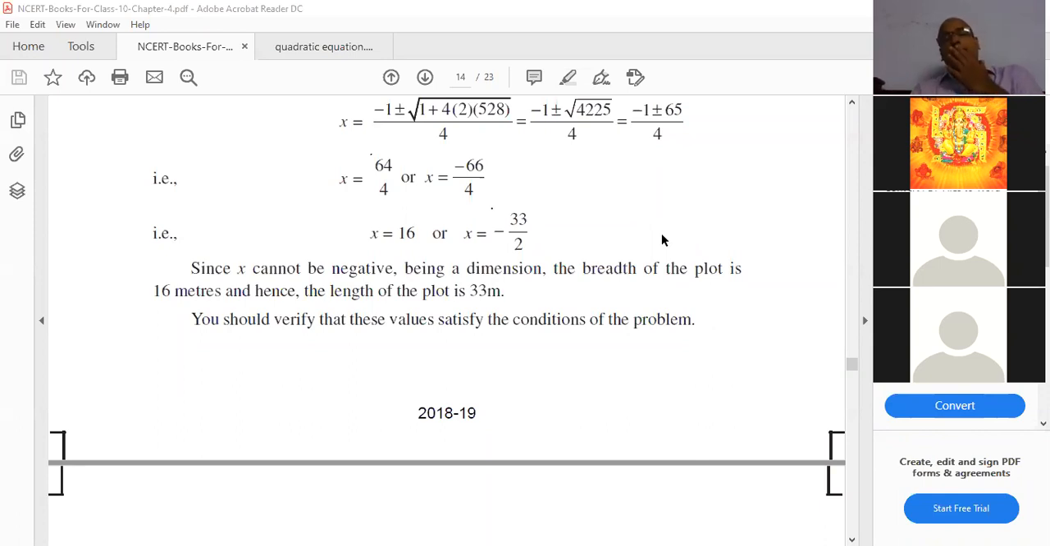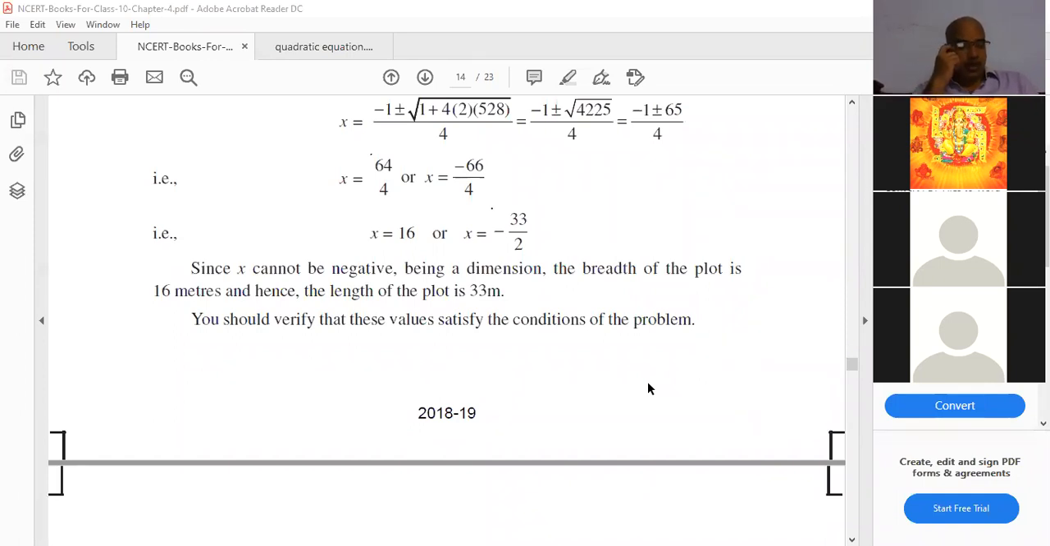Minus b minus... signal not there. We can't hear you. Wait. Any other student ready? Hussein? Yes, sir. You tell. Hurry, Manikanta. Hurry. Manikanta, you tell.